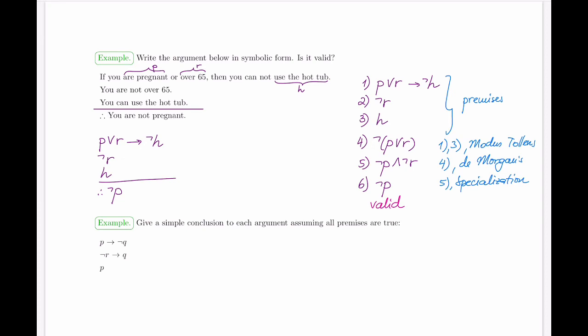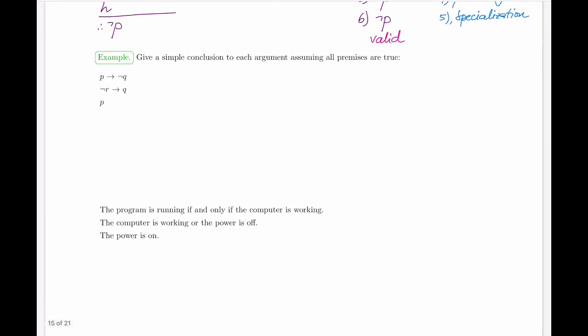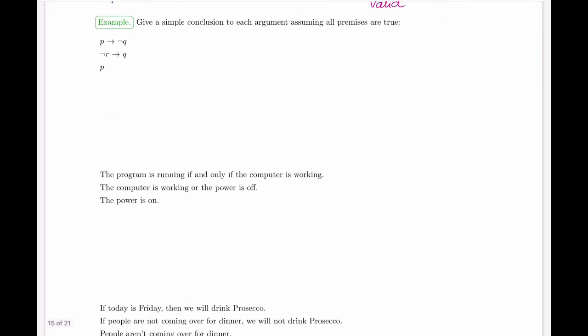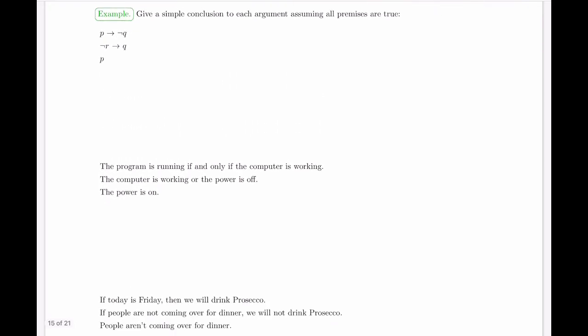Excellent. Let's take a look at what we have coming up. So this example has 3 arguments, and we are actually only given the premises. Notice that there is no horizontal line and there is no therefore. So we don't actually have a conclusion. Here, we're asked to give a simple conclusion to each argument, assuming all of the premises are true. So these are our premises. We're going to try to figure out what we can conclude from them.